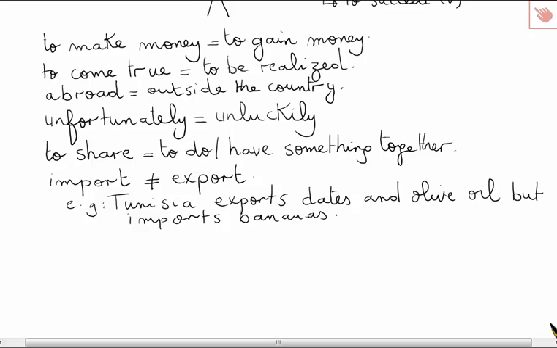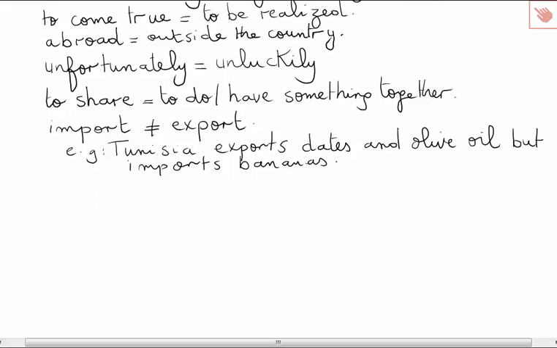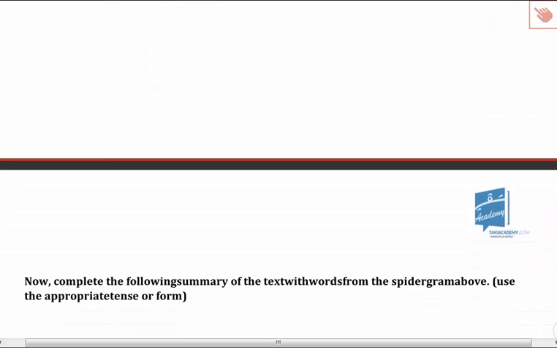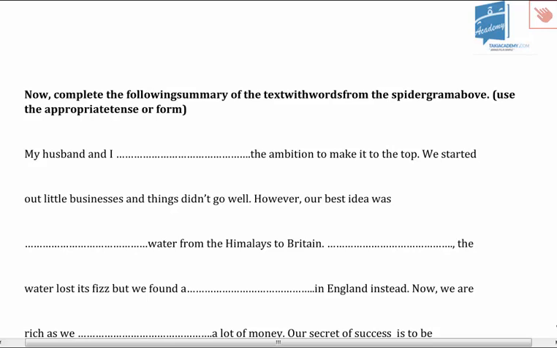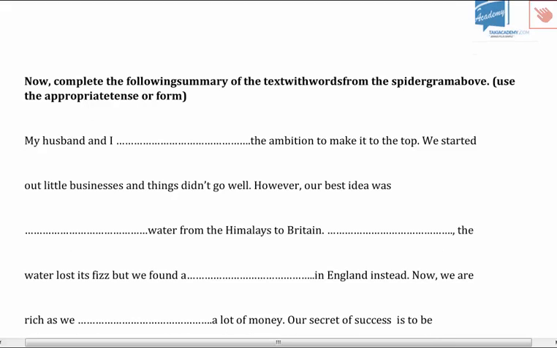So we have lots of new words. That's why I'm going to practice them in a little paragraph that summarizes the text. So now complete the following summary of the text with words from the spidergram above. Use the appropriate tense or form. So we'll do it together. My husband and I, the ambition to make it to the top. So my husband and I, we are two. We are doing something together. I will use the verb share. So shared.